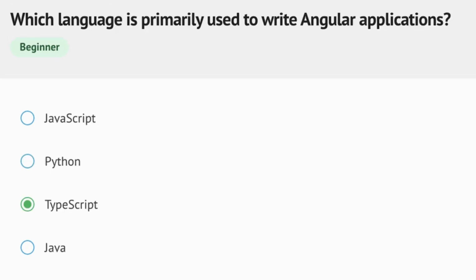Which language is primarily used to write Angular applications? Angular applications are primarily written in TypeScript. TypeScript is a superset of JavaScript that adds static types, which help identify potential errors during development. This feature makes TypeScript a popular choice for larger applications where maintainability and scalability are important. Additionally, TypeScript's tooling capabilities enhance developer productivity, making it a valuable asset for Angular development.